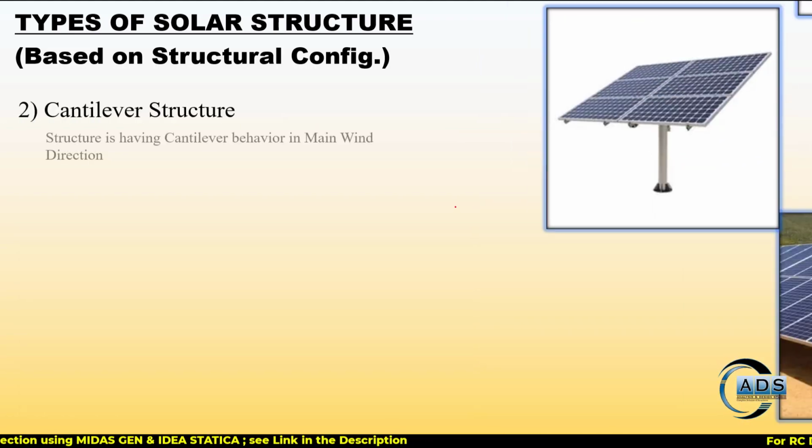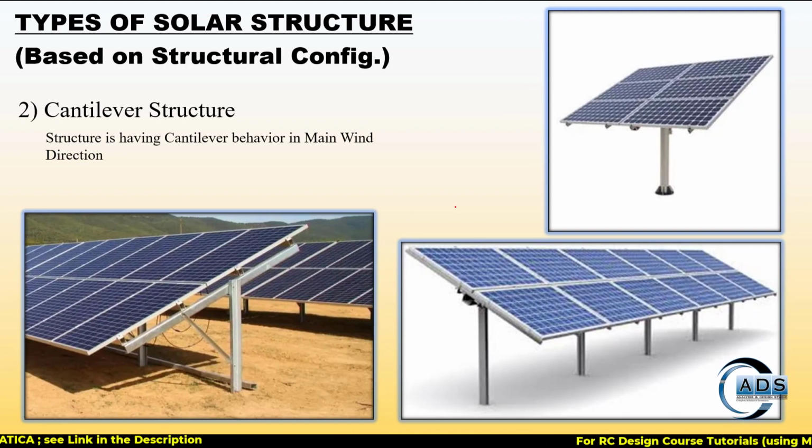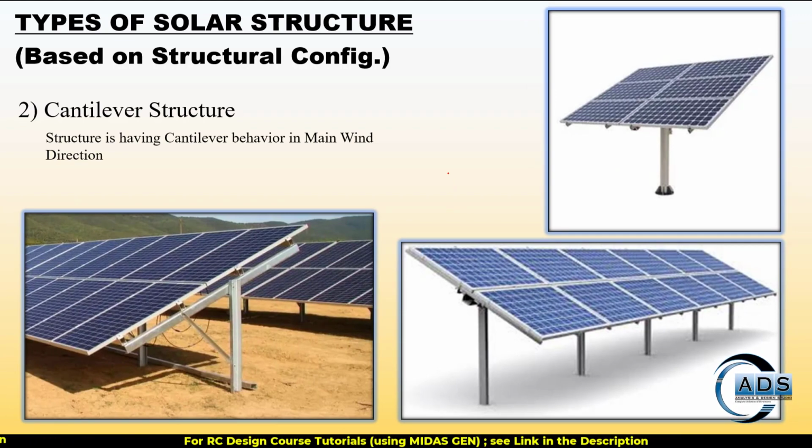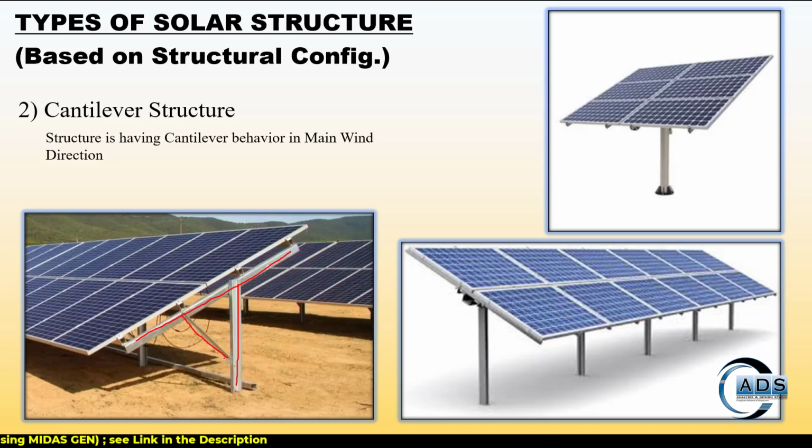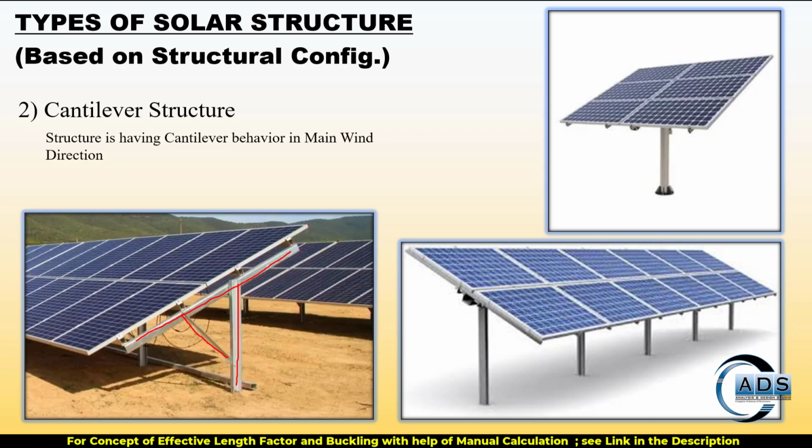The second one is the cantilever structure. The structure has cantilever behavior in the main wind direction. As we can see in this picture, this is the column supporting the beam having a single brace, but this brace is only for breaking the unbraced length of the column, and the overall structural behavior is cantilever behavior. Its deflected shape is like this one.